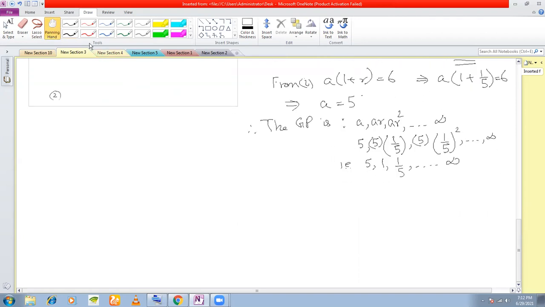Not only that, they have also asked you the sum to infinity, the second part. What is the sum to infinity? S is equal to a by 1 minus r. What is a we have found here? 5. And what is r we have found here? r we have found here as 1 by 5. So 1 minus 1 by 5. So this is 25 by 4. So the sum of this infinite GP is 25 by 4.